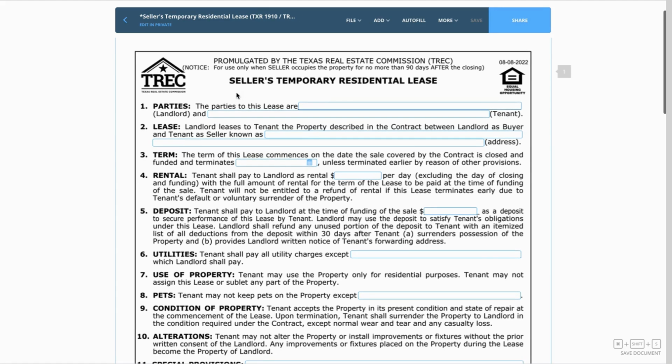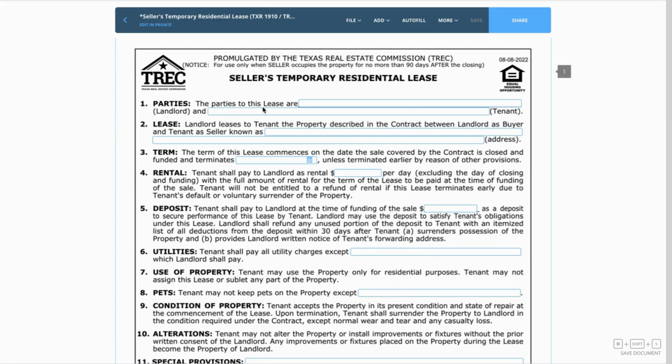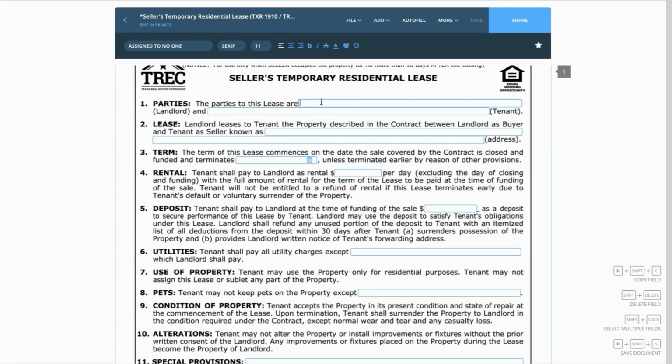So in this particular scenario, you're going to put the parties of the lease. The landlord is now the buyer. So you're going to put the buyer's name here. Actual buyer's name, people, not the seller's name here, please. Put the actual buyer's name here. And the tenant will now be the seller's name. Make it look nice and pretty for you.